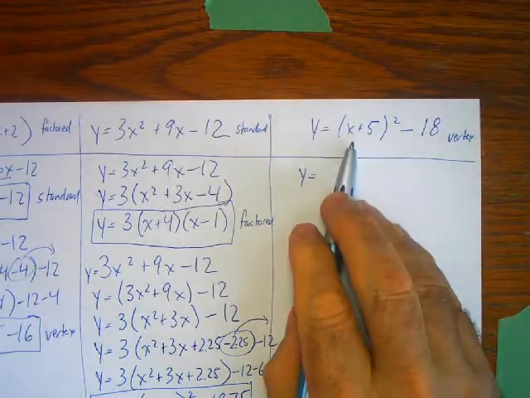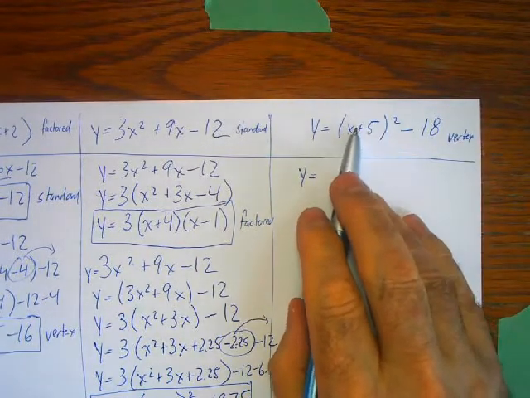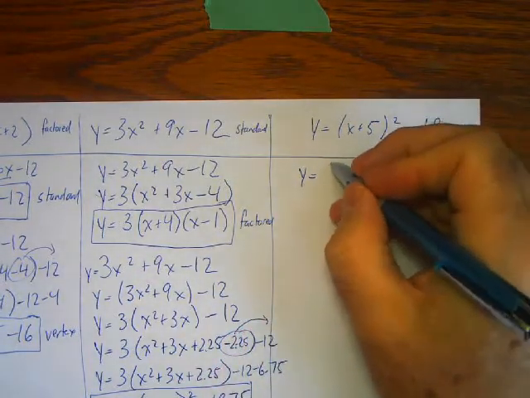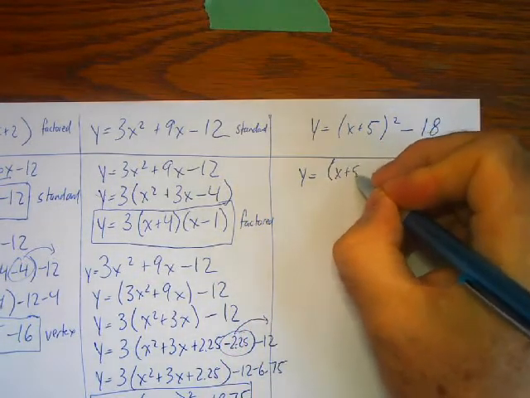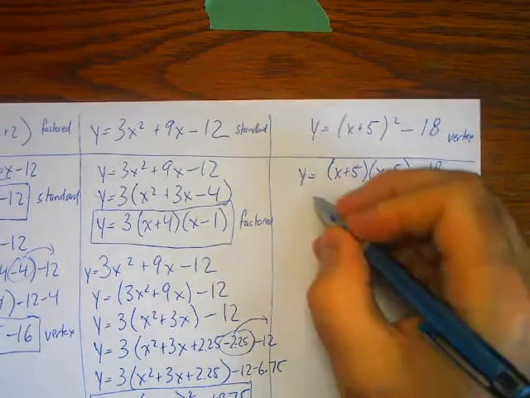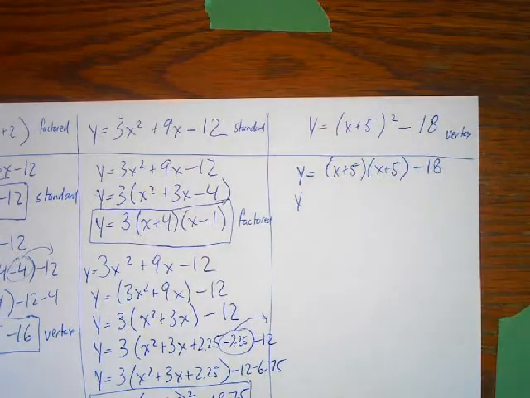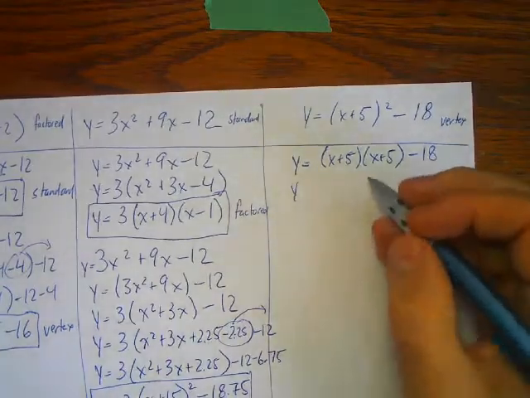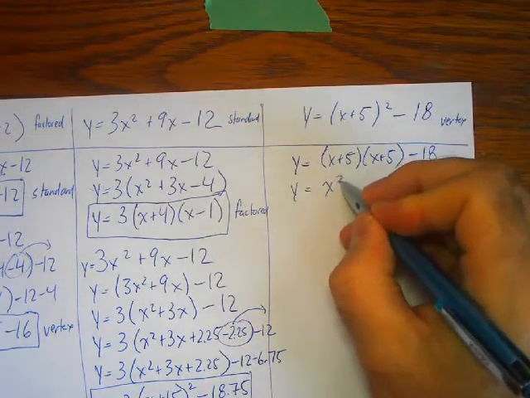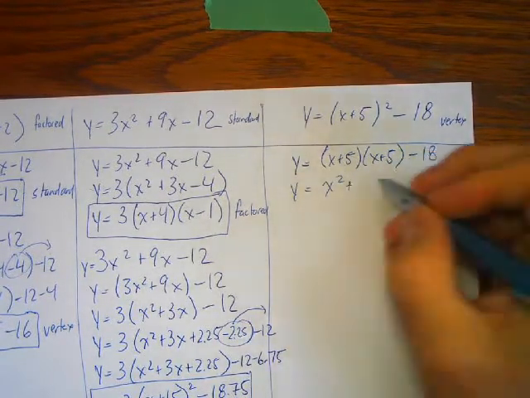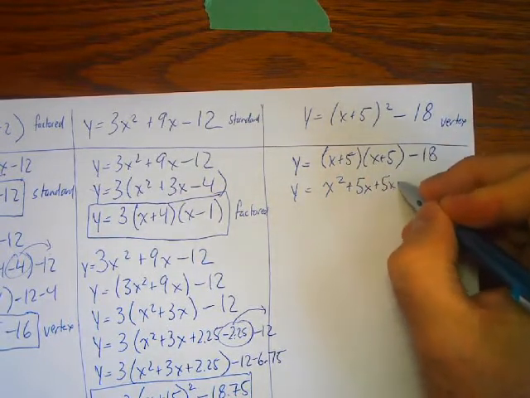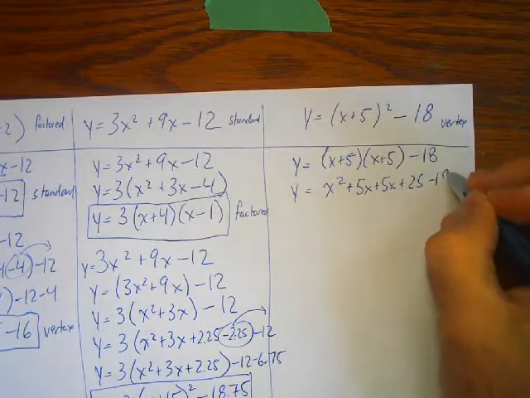So x plus 5 squared is not just x squared plus 25. Don't fall for that. X plus 5 squared is x plus 5 times x plus 5. Okay, now you don't have to do this step, but it helps avoid that mistake. When you expand this, you get x squared plus 5x plus another 5x plus 25 minus 18.